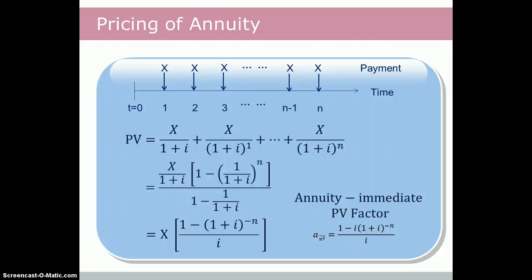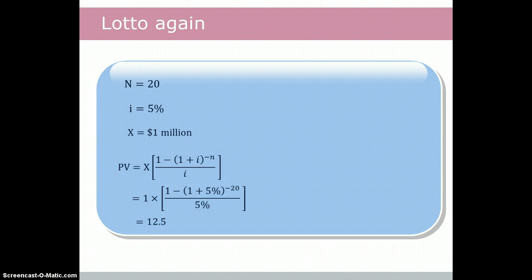Since we get the formula, we want to know which one we should choose for the Lotto. For the next 20 years, get $1 million per year and the interest rate is 5%. Using the formula, we get the present value, which is equal to 12.5 million, and it's bigger than 12 million. So we should choose prize B.